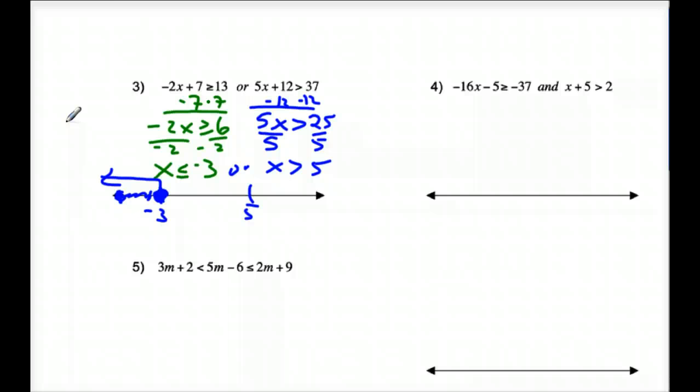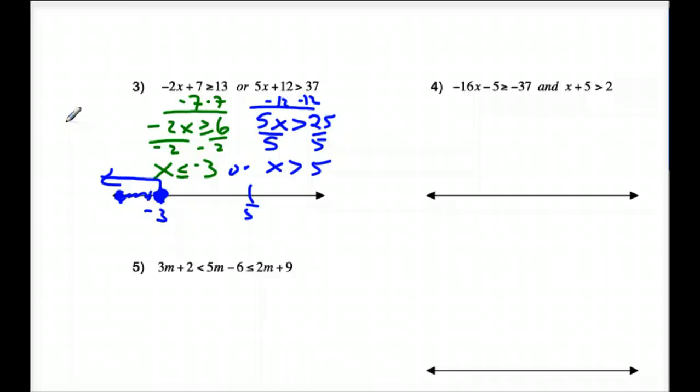Since -3 is a smaller number than 5, does it go first because it's the first part of the problem? It goes first because that's where it would be on the number line. If they were switched, X greater than 5 would still go over there. The numbers on the number line have to be in order.